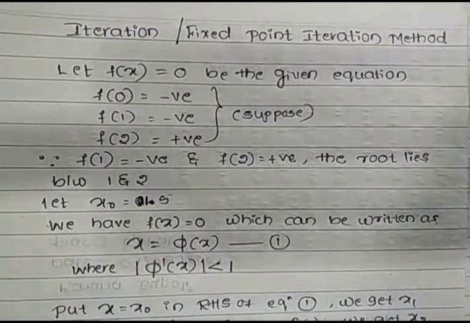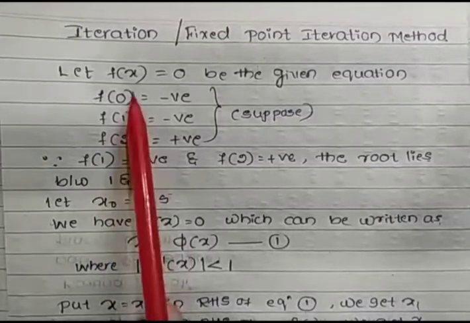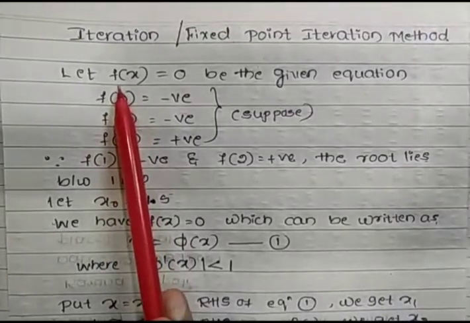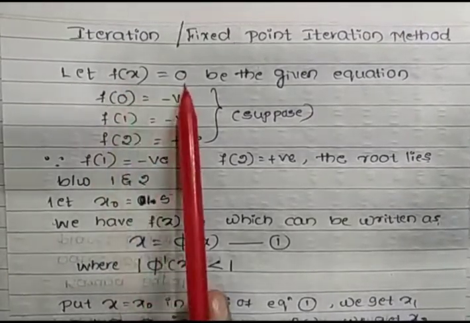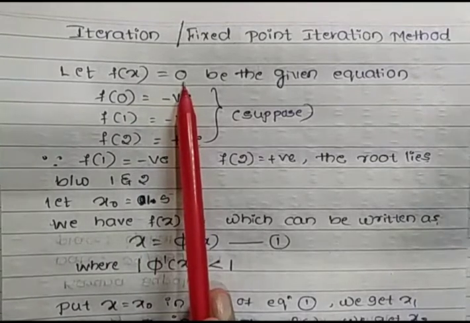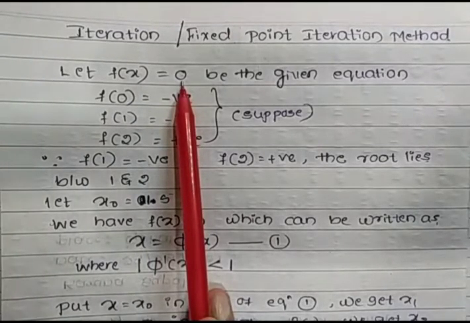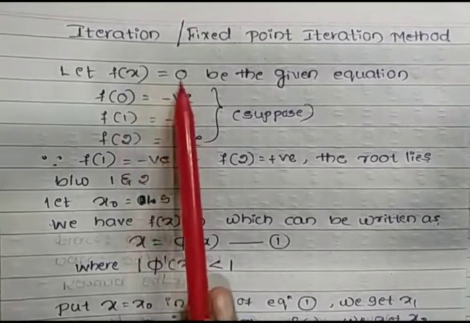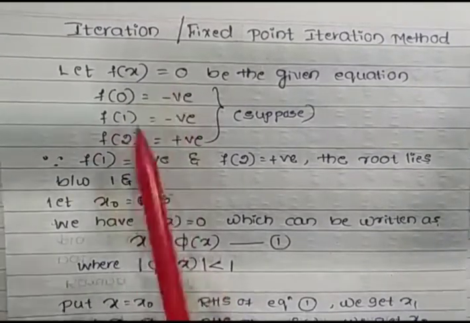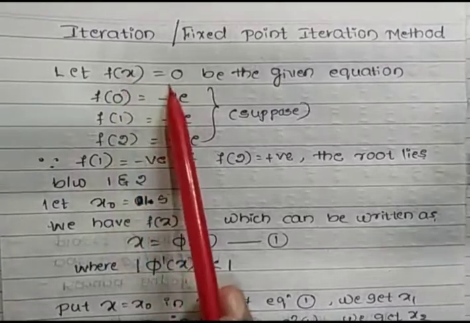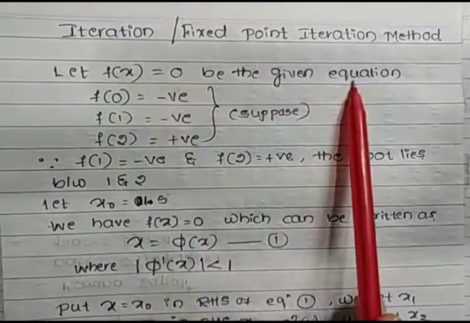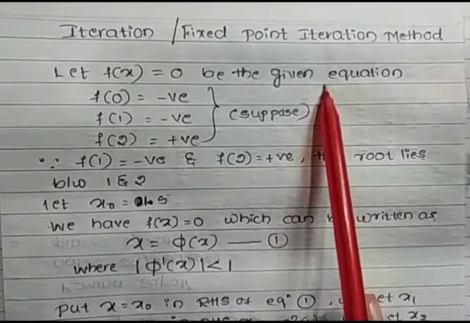As we have discussed already about the bisection method, regula falsi method and secant method, in all these methods, first there will be a given equation in the form of f of x is equal to 0. If it is not given in this particular form, then first we have to reduce it to the f of x is equal to 0 form. So here let f of x is equal to 0 be the given equation. This will be given in the question.